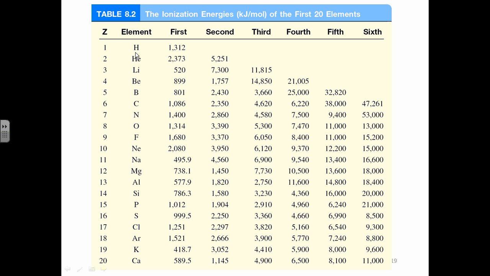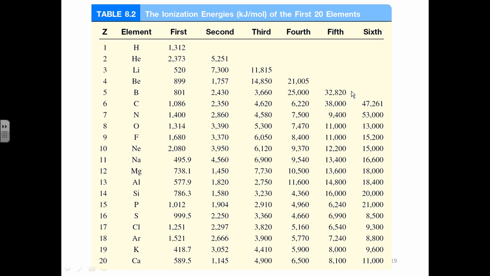I really like this table. This is the second sheet in your purple packet, and this is why I like it. Hydrogen has 1 electron. It only has 1 ionization energy. Once you remove the first electron, you're done. There is no second, third, fourth, or fifth. Helium has 2 electrons, so there's a first ionization energy, a second ionization energy, and then they're gone. Lithium has 3: first, second, third. There is no fourth, fifth, and sixth. Boron has 5. There is no sixth. The rest of them only have the first 6.